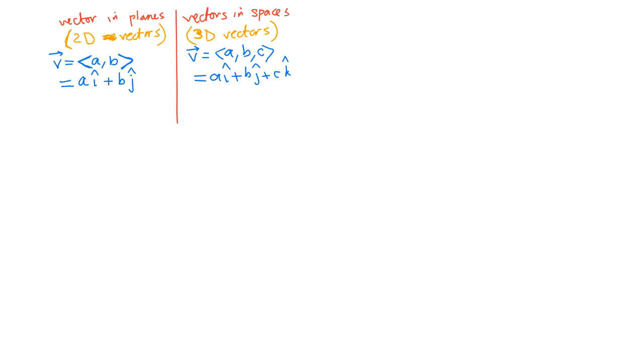Now, what are i and j? This is the XY plane. i is the unit vector toward the positive x-axis; it's a vector of length 1. j is the unit vector toward the positive y-axis.